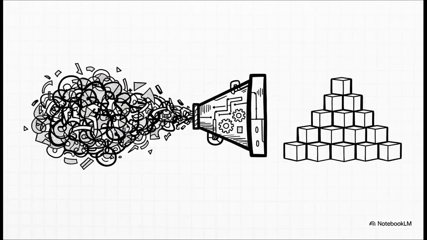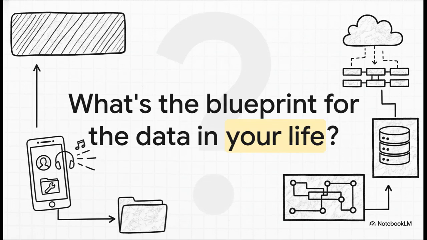So why does all this matter so much? Because a good schema is what transforms a chaotic pile of data into a reliable, organized system. It makes sure your data is trustworthy, and it provides that solid foundation that every single great application needs to be built on. And that leaves us with one final thought.